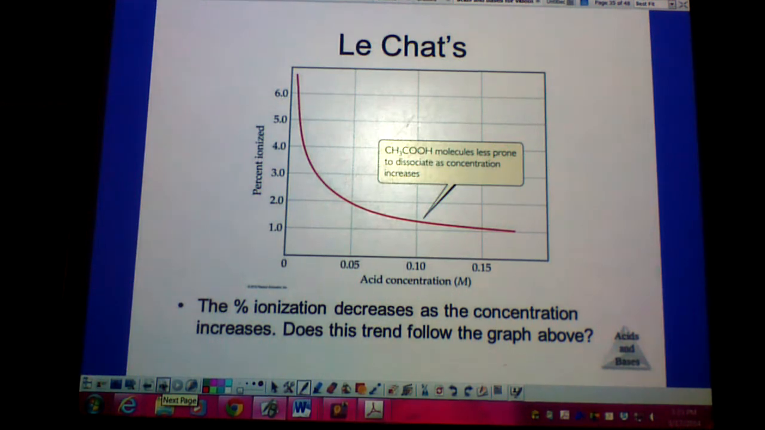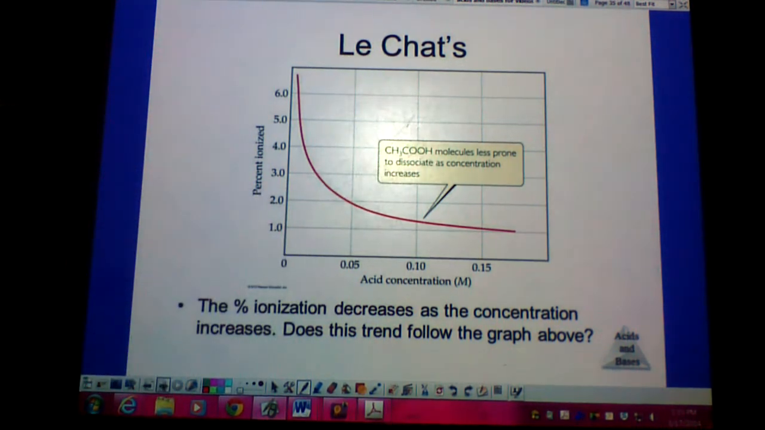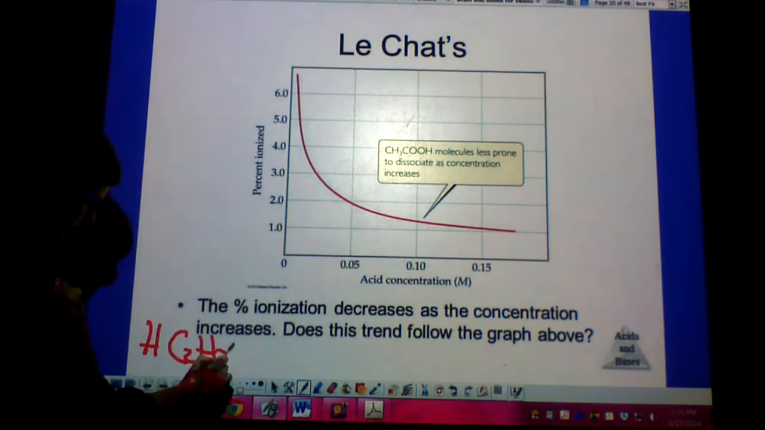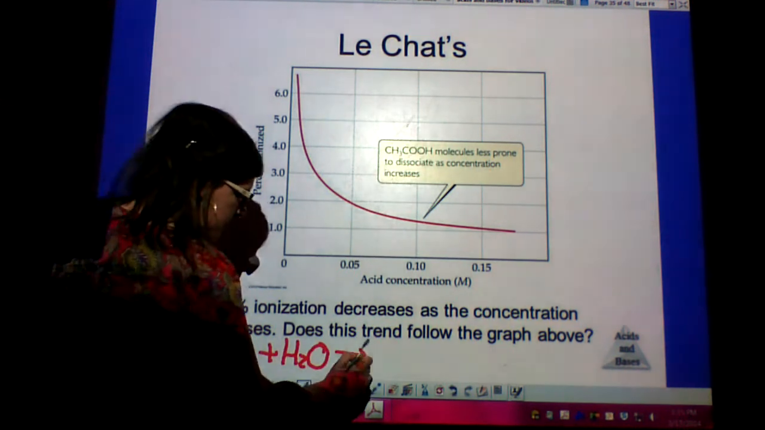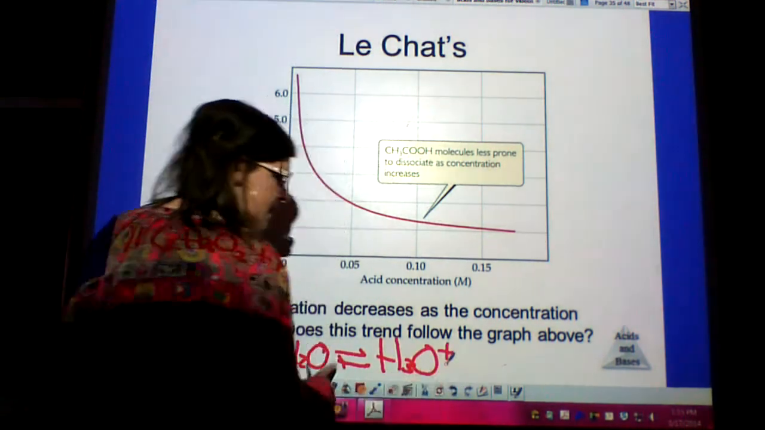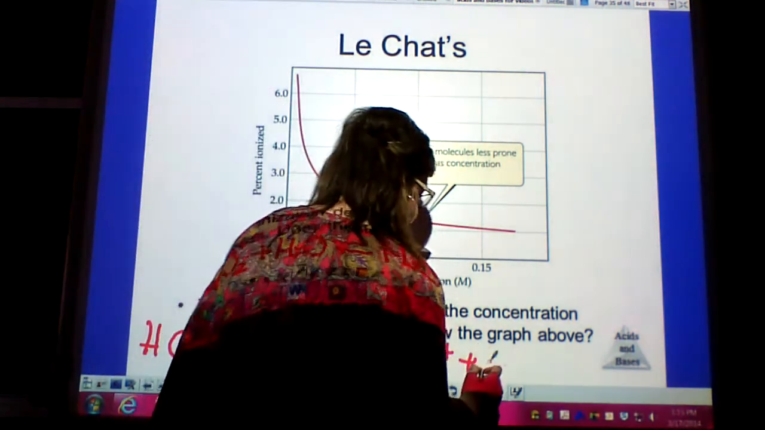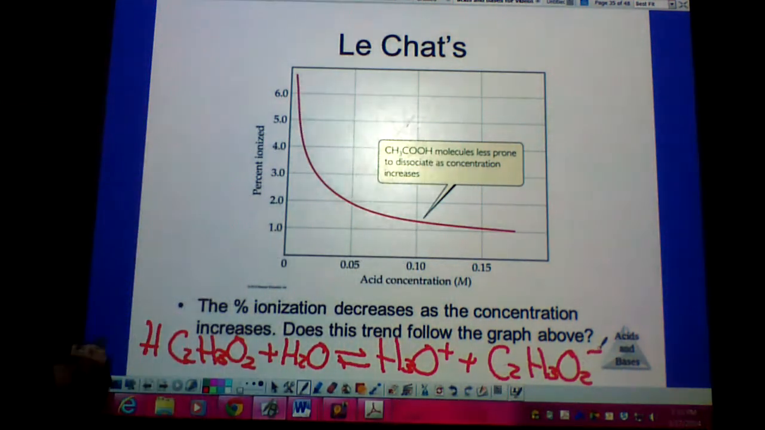Okay, so ultimately, let's just say that we have acetic acid, and we know that acetic acid, HC2H3O2, when it reacts with water, is going to break down or try to ionize as much as it can into hydronium ions and acetate ions. Okay, so I'm left with those two things.